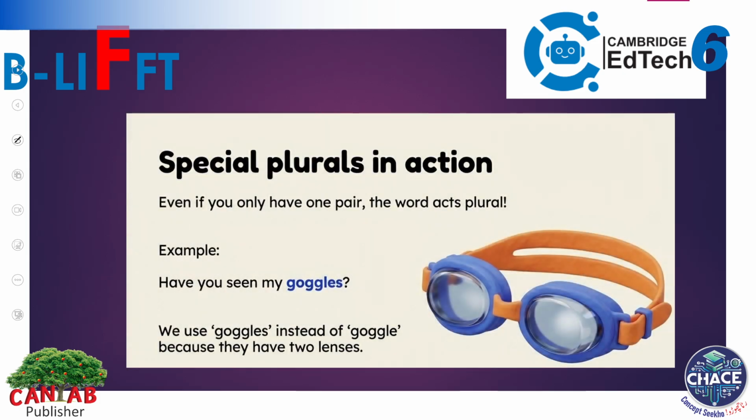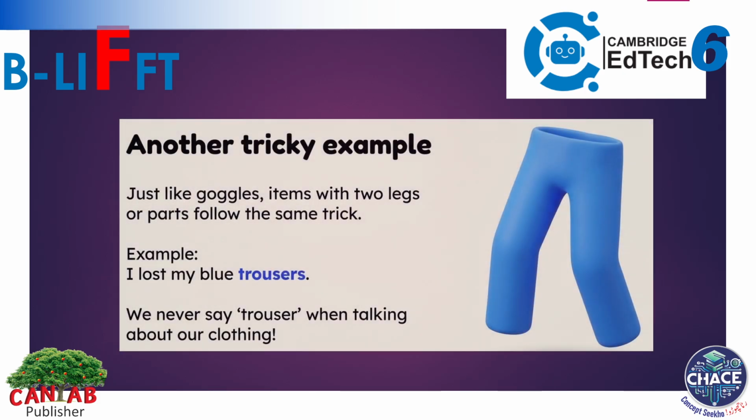Special plurals in action. Even if you only have one pair, the word is plural. For example, have you seen my goggles? Here the word have is used with a plural noun, and goggles also act as a plural. We use goggles instead of goggle because they have two lenses.